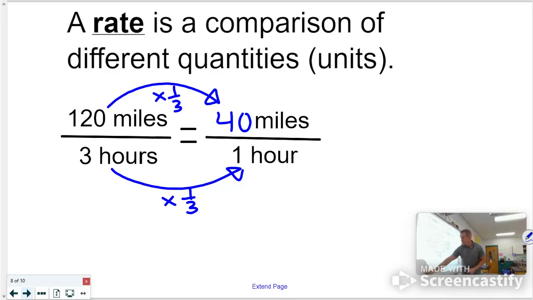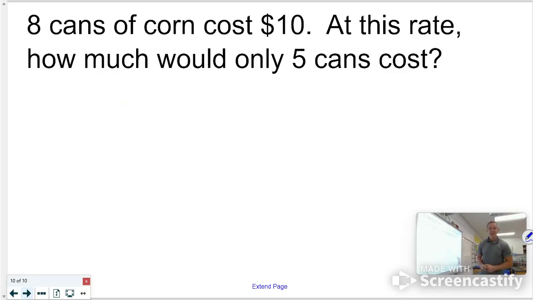All right, this next one, what we're going to look at is cans of corn. So we have 8 cans of corn that cost $10. And it says at this rate, how much would only 5 cans cost? So we got to be real careful with rates where we put the units. Typically, when you are given money, that's going to be on top because you want to find the cost per something, the cost per ounce, or the cost per can in this case.